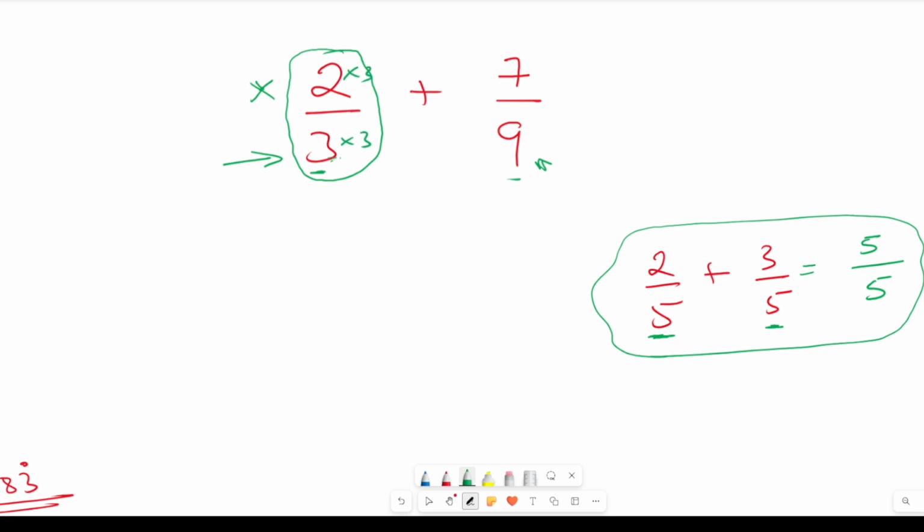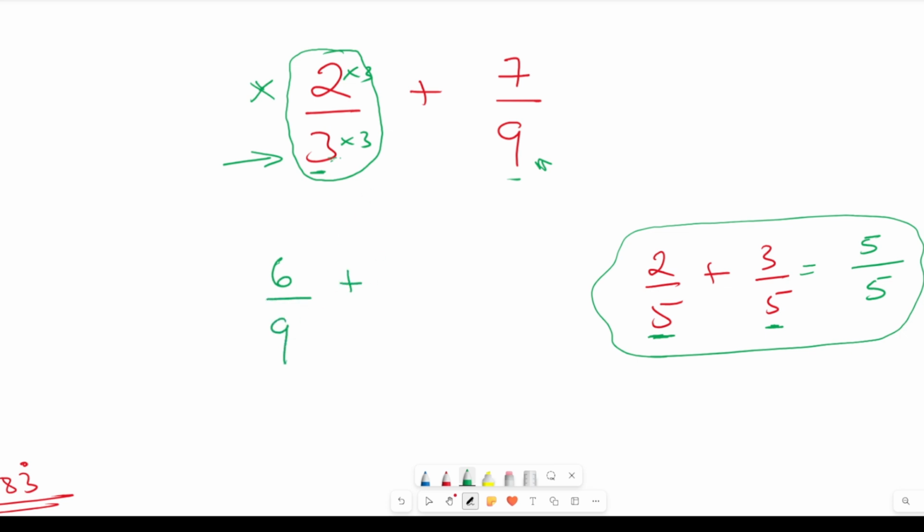In maths, when you multiply a numerator and a denominator by the same number, you have not changed its value. Its value is preserved. You have only changed it to an equivalent fraction. So here, I'm going to get 6 over 9.